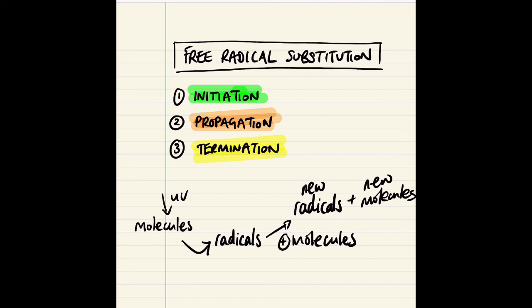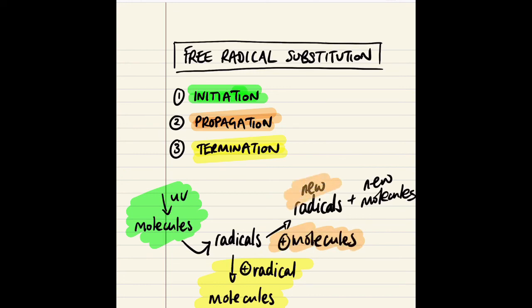And also at the same time, we can have termination reactions happening where the radicals that we've produced, either the new ones or the original ones, will react with each other in order to create molecules which are unreactive, and so that is our termination step. So you can see those 3 stages that we have. We've got that initiation step with the ultraviolet light on the molecules to make radicals. Then we have the propagation step where those radicals react with molecules to make new radicals. And then we have the termination stage where radicals react with each other to create molecules.